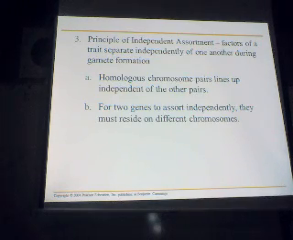Our last principle is the principle of independent assortment. Factors of a trait will separate independently of one another during gamete formation. So as our homologous chromosomes pair up during metaphase, it's independent of the other pairs. For two genes to sort independently, they must be on different chromosomes.